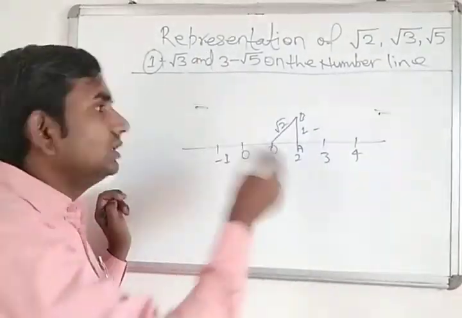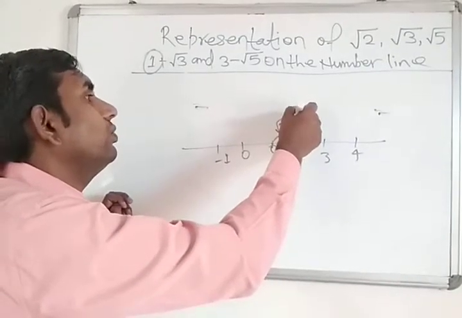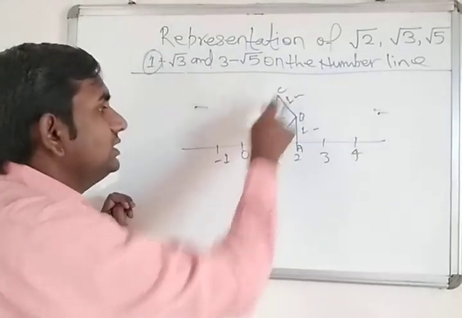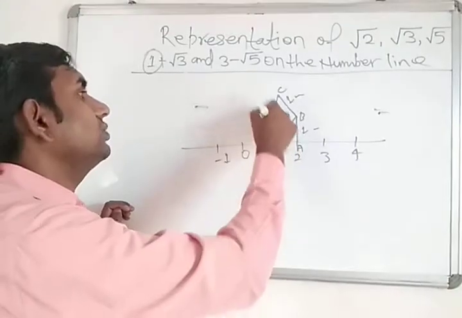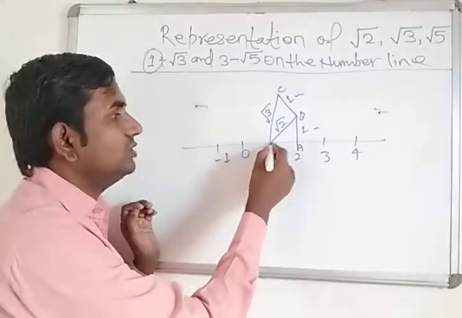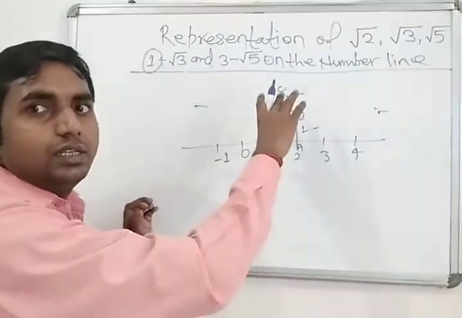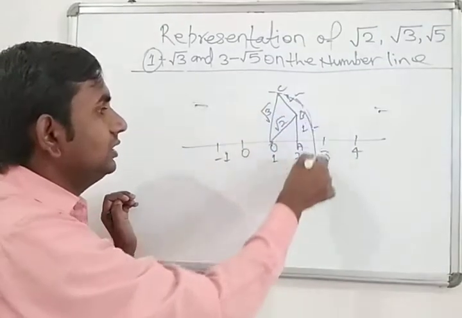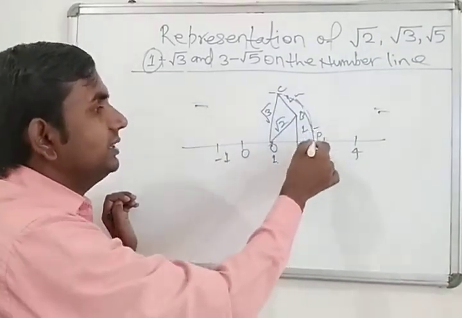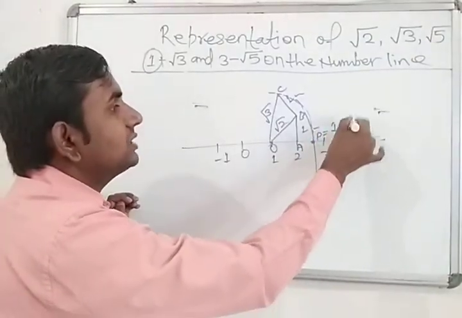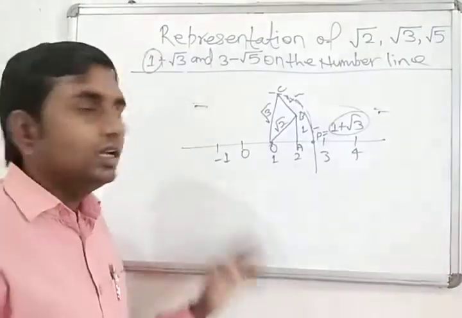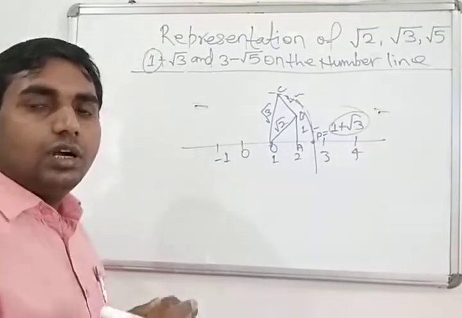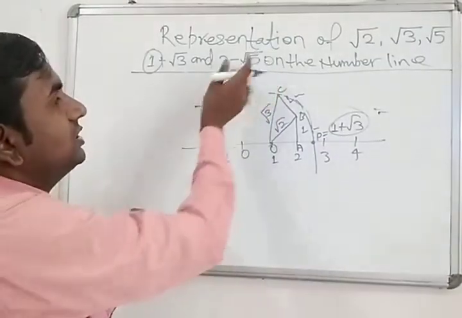Now we have to again draw a perpendicular on OB which is again equal to 1 unit. Now we also join this C to O, and this length OC is equal to under root 3. Okay, now we assume O is the center and OC is the radius. Then we find a point, suppose this point is P, and this point P indicates 1 plus under root 3. Okay, that is our answer. In this way we can represent anything, 5 plus under root 3 or 7 plus under root 5, anything.